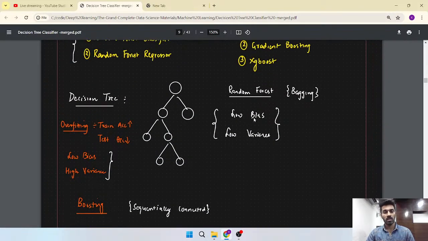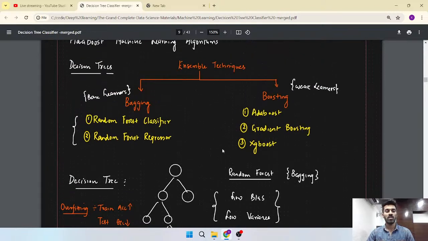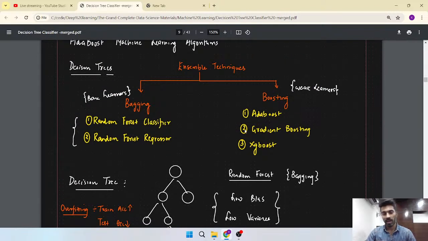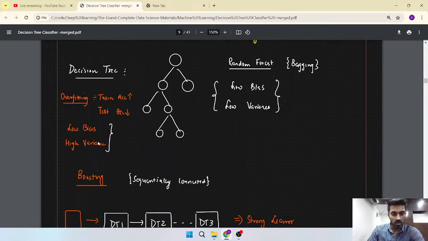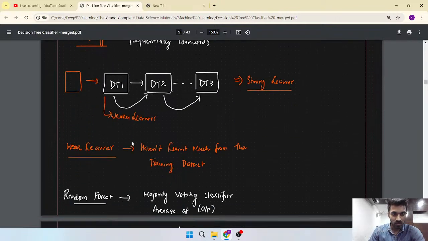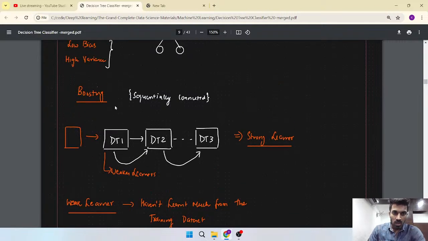The aim is also the same: a decision tree gives you an overfitting model, so you want a generalized model, and you get a generalized model by applying a boosting algorithm. Low bias, high variance. So in boosting, we train all of these base learners in a sequential manner.